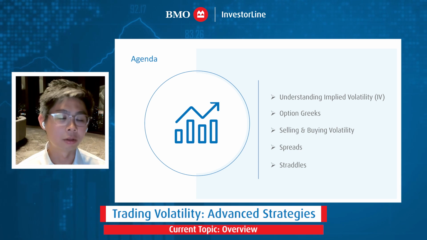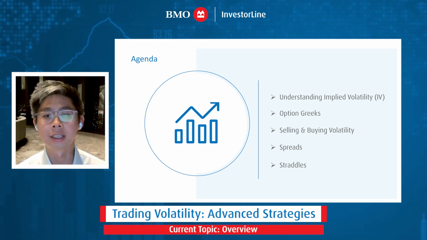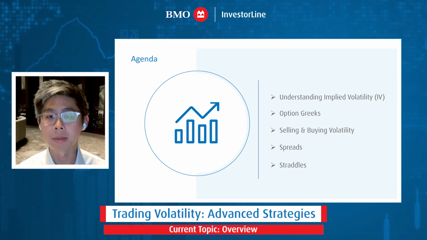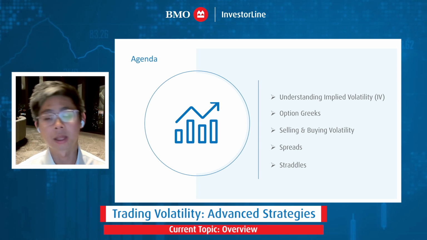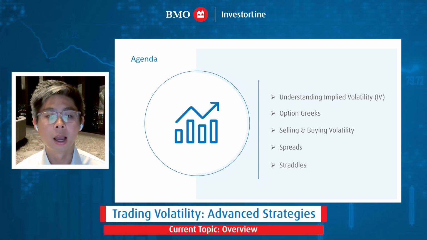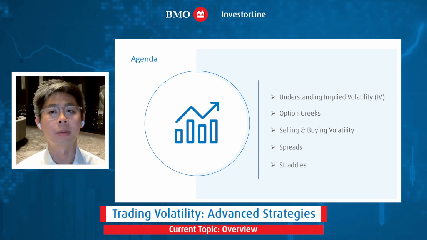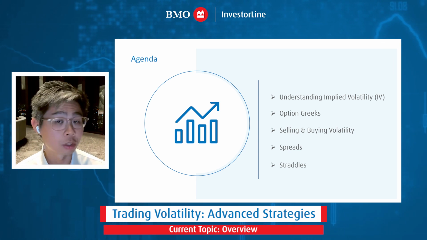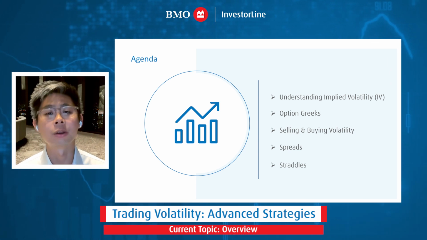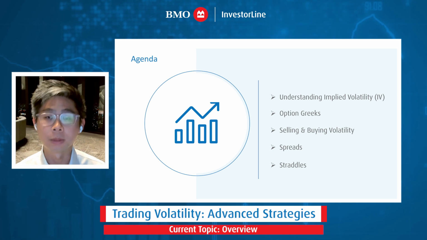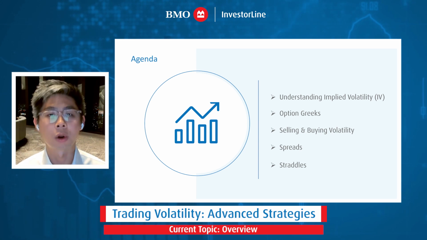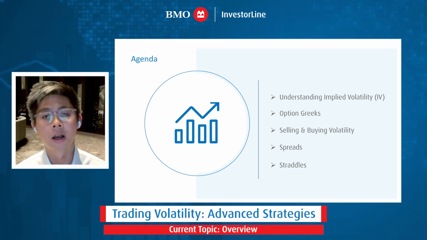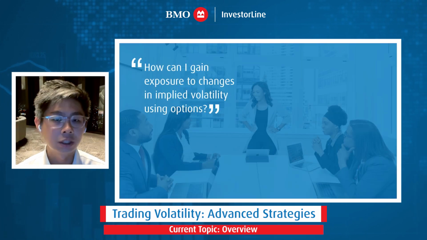Then we'll look at the difference between buying versus selling volatility, what each means, and what type of market environments might be beneficial for these types of strategies. And we'll talk about different spreads and different straddles that will allow you to take advantage of a specific view that you might have for implied volatility on a stock or an ETF. So let's jump right into it.